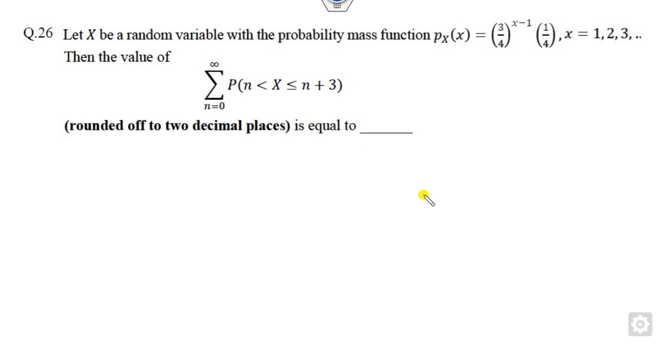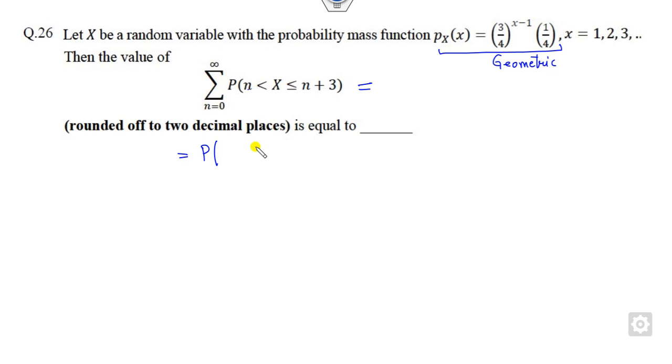Now this question is related to, if you remember, my geometric distribution. However, there is no need of the geometric distribution here, but we will see how you can find this value from n0 to infinity. That's very simple. Firstly, we will try to write in this form.